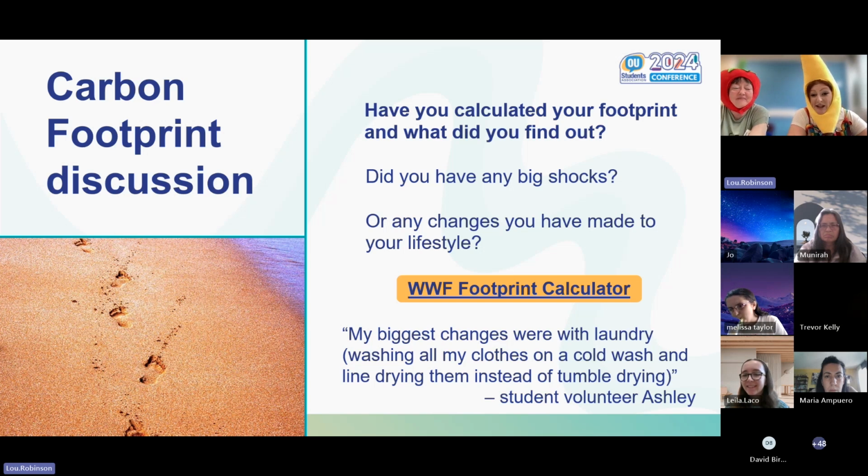Food waste is huge, yeah, and it makes a real difference. Have a play around on the carbon footprint calculator. Put in a fictional person, change a part of your footprint and see how it changes, because it's really interesting.